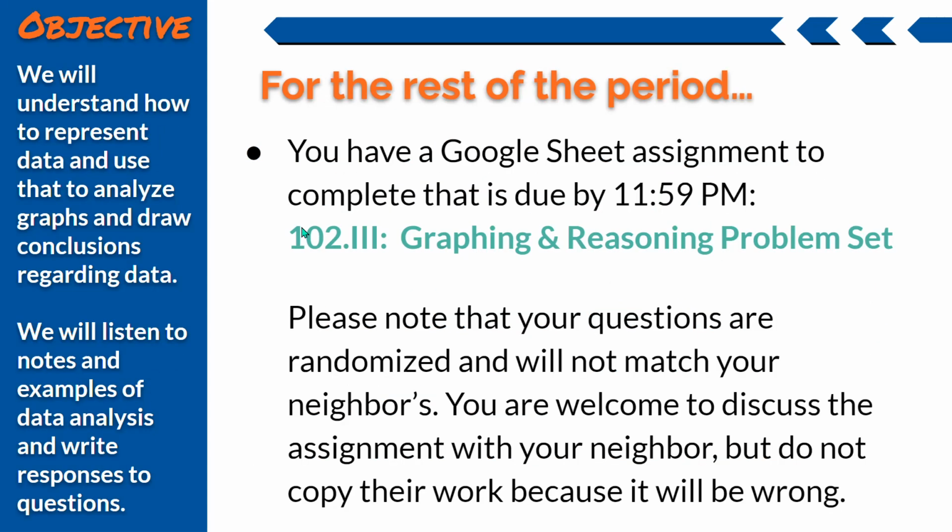All right, for the rest of the class period today, I'm going to give you the rest of the time to work on the assignment 102.3 graphing and reasoning problem set that is due by 11:59 p.m. Please note that your questions are randomized and will not match your neighbors. So when you read them, you probably have different numbers in the calculations. Some of the questions might be the same. Some of them might have a different graph or a different number. So just be careful as you're reading it.